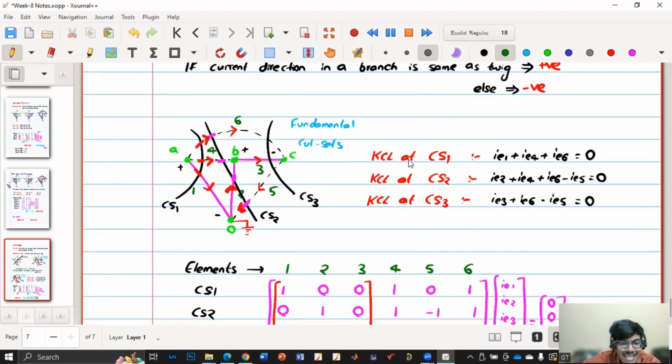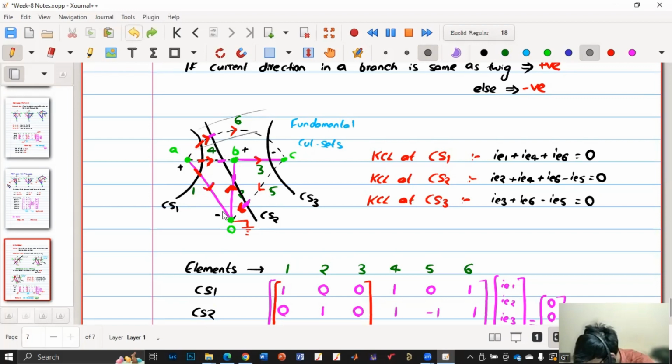We have to apply KCL at cut set one, around this cut set. How many branches is it cutting? 6, 4, and 1. You always have to consider one side of the cut set, either the left side or the right side. It doesn't matter which side you consider. Here I have considered the right side of cut set one. The convention is that the twig current is positive. If the twig current is leaving, leaving is positive. If the twig current is entering, entering is positive. All of them are leaving here, so all of them are positive.